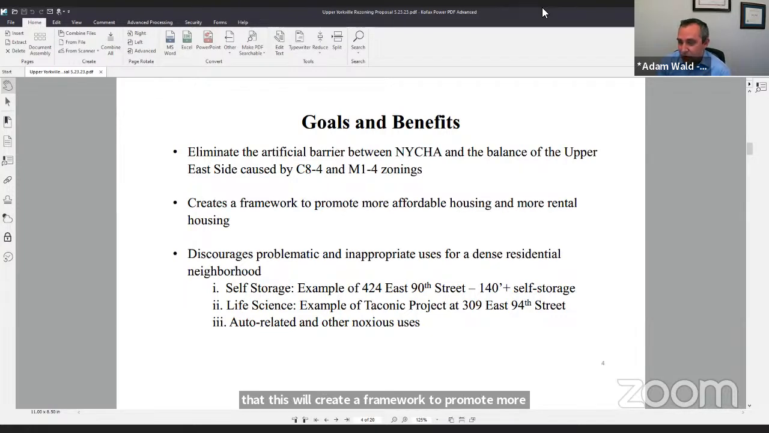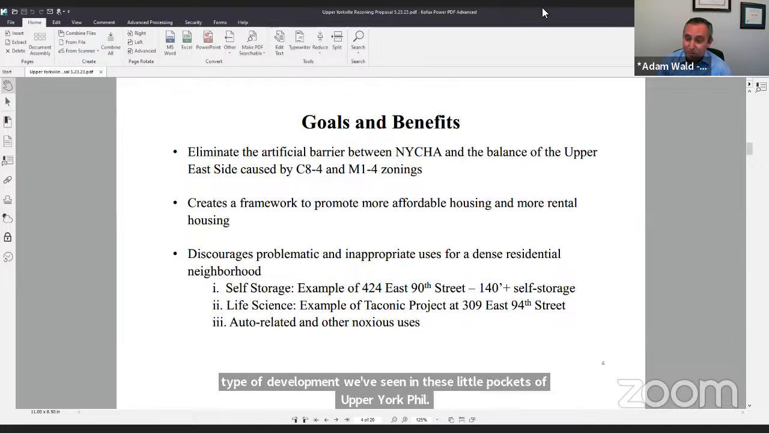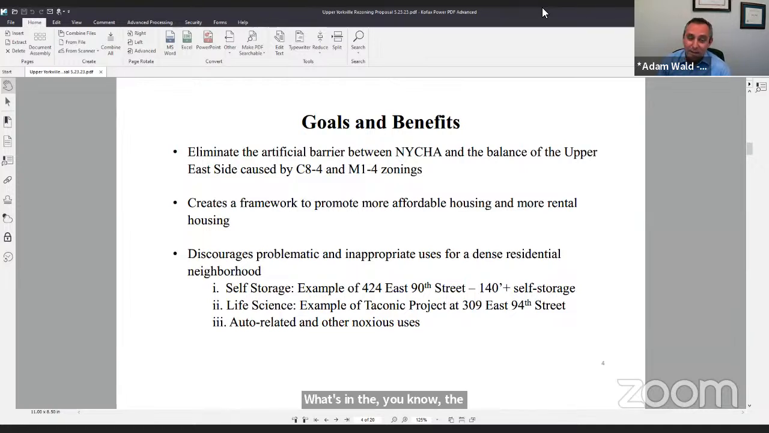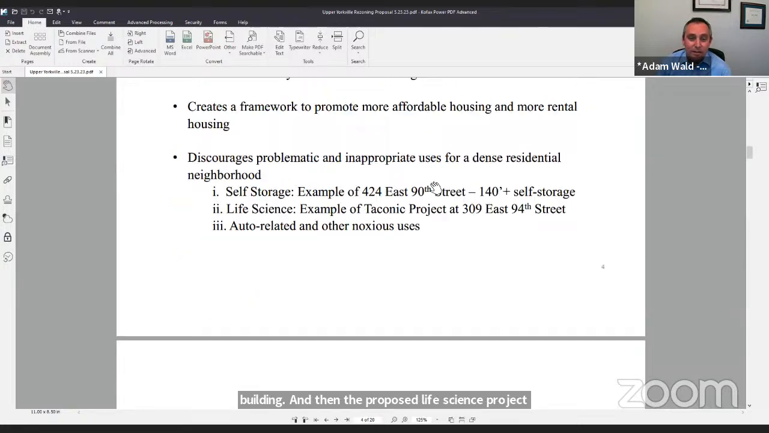Ever since 2016, all rezonings in the city of New York require mandatory inclusionary housing, which would set aside 25 to 30% of all units being developed as affordable housing. And one of the other goals would be to discourage the type of development we've seen in these little pockets of Upper Yorkville, which would be the 140-foot plus self-storage building, and then the proposed life science project on East 94th Street, and other auto-related and other noxious uses.